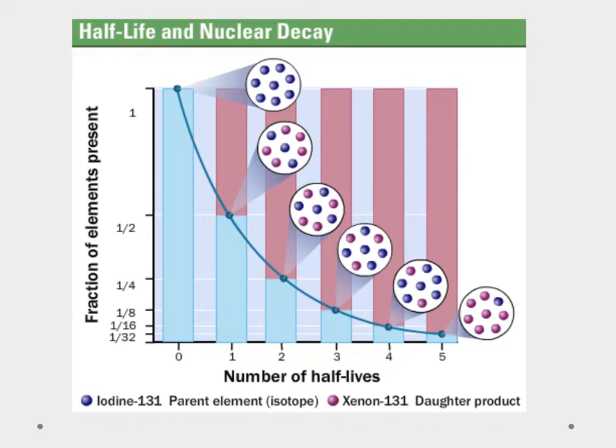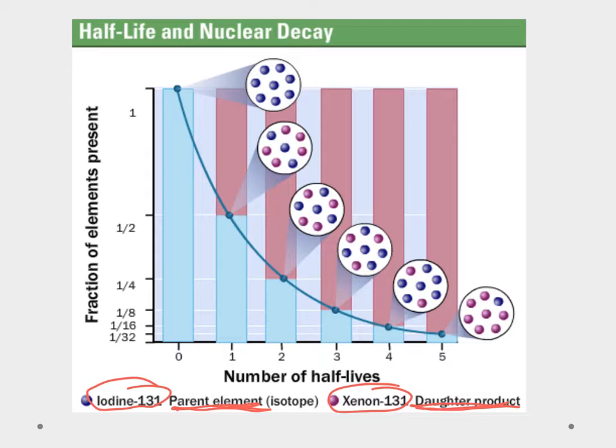In nuclear decay, what we're talking about is a radioactive atom, and that radioactive atom is going to have an unstable nucleus. So that nucleus is going to undergo nuclear decay until it can form a stable nucleus, and oftentimes that'll be a different element. So in our example here, we have iodine, and iodine is going to be radioactive, and it's going to decay down into xenon. Now iodine is going to be the parent element, that means that's what we're starting with, and it's going to form the daughter product.